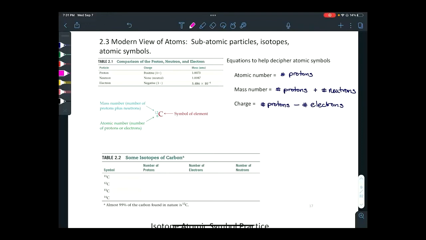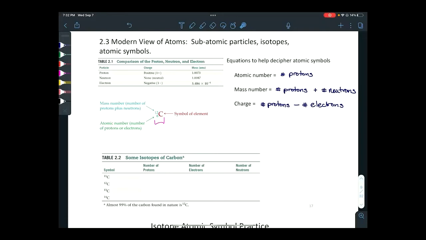Oftentimes we use this type of symbolism where the top superscript tells us the mass number. So this is the sum of the protons and neutrons in your nucleus. The bottom number down here is the number of protons in your nucleus. That tells you the identity of your element. Remember, you're always given this periodic table minus the names, just the symbols. So as long as you know the element name, you know the number of protons.